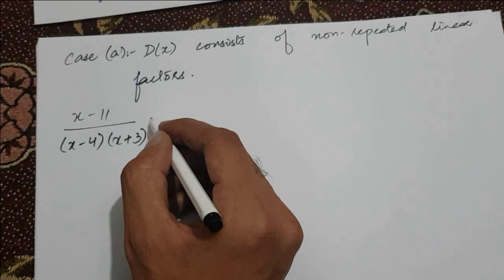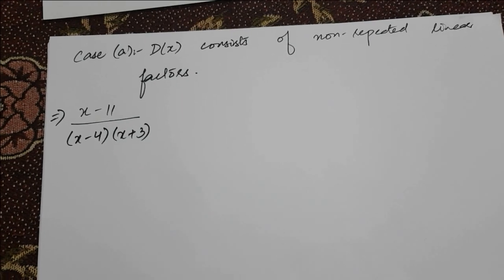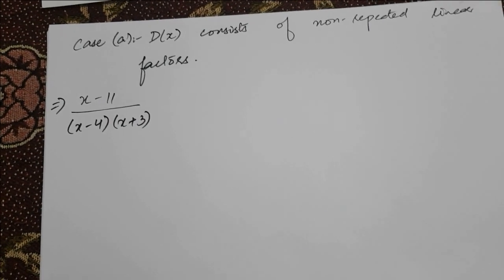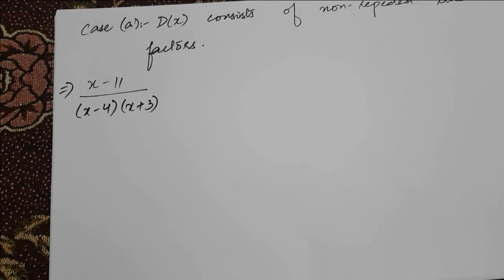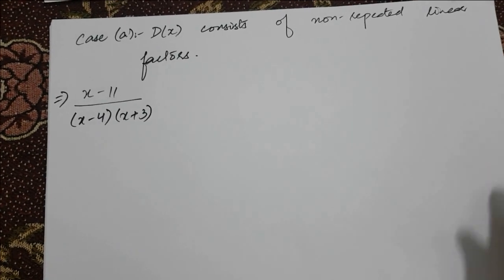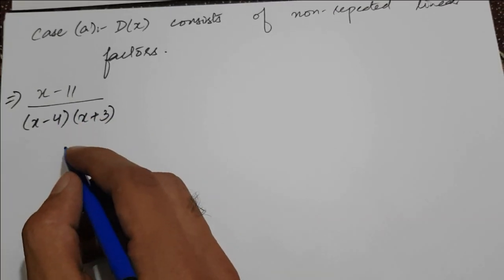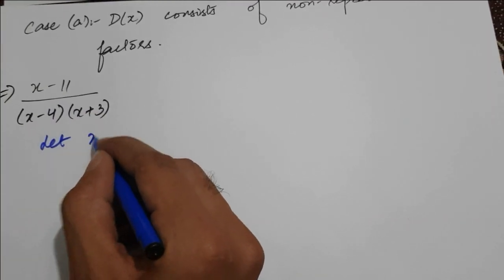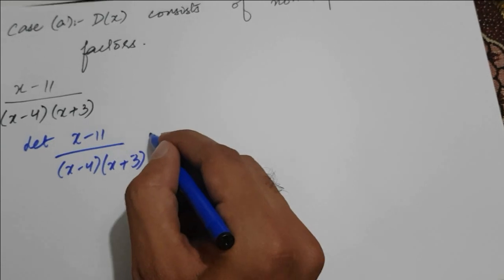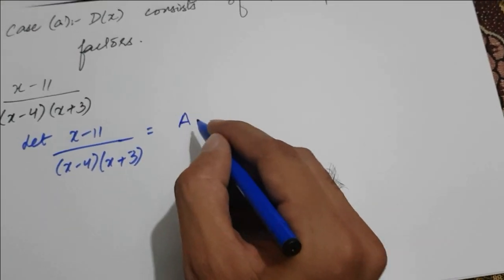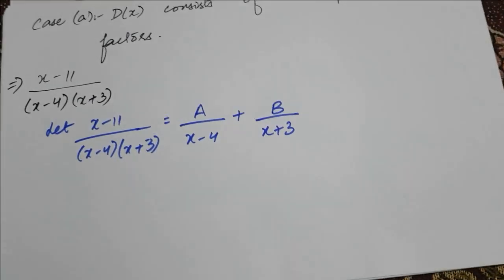So first of all, we have to check whether it is a proper fraction or an improper fraction. We come to know that the numerator has degree 1 while the denominator has degree 2. Therefore, it is a proper fraction. Now we start solving this fraction. We would be writing it as: let (x minus 11) divided by (x minus 4) into (x plus 3) equal A over (x minus 4) plus B over (x plus 3).